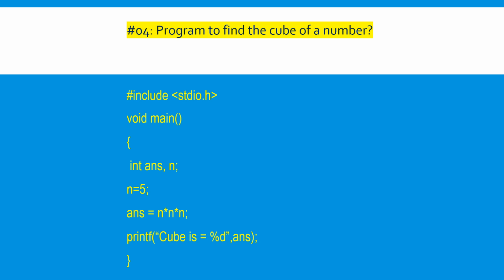The next statement is the expression ans = n * n * n. So 5 * 5 * 5 will be computed and the answer will be stored in the variable ans. In the last line, we are planning to print the answer in the output window with the help of the printf statement: printf("cube is %d", ans); with a semicolon. And at the end, we have the closing braces for the main function.